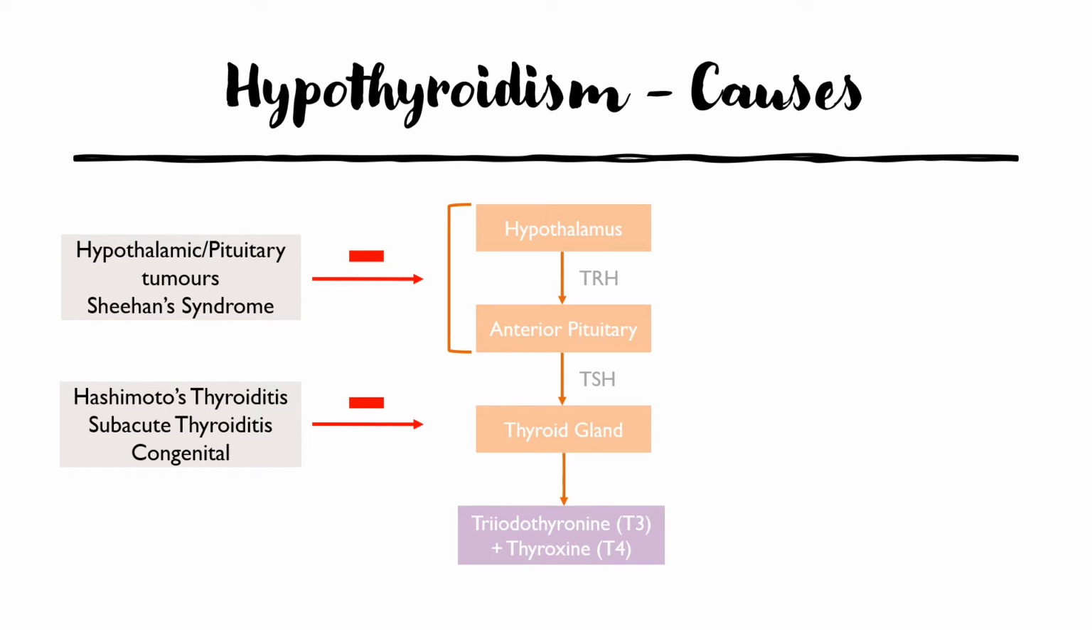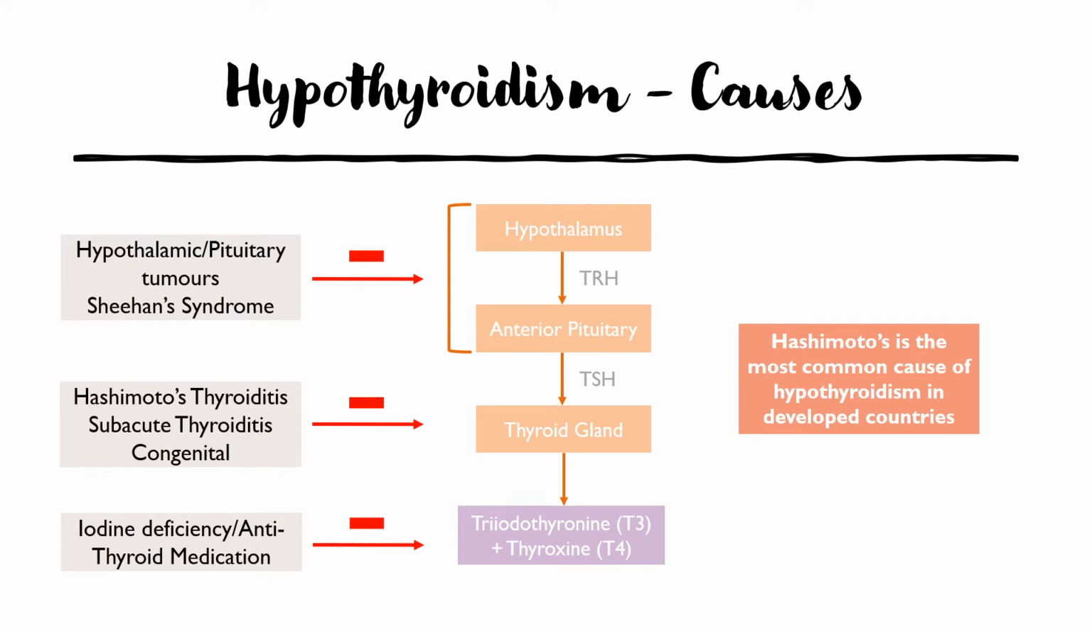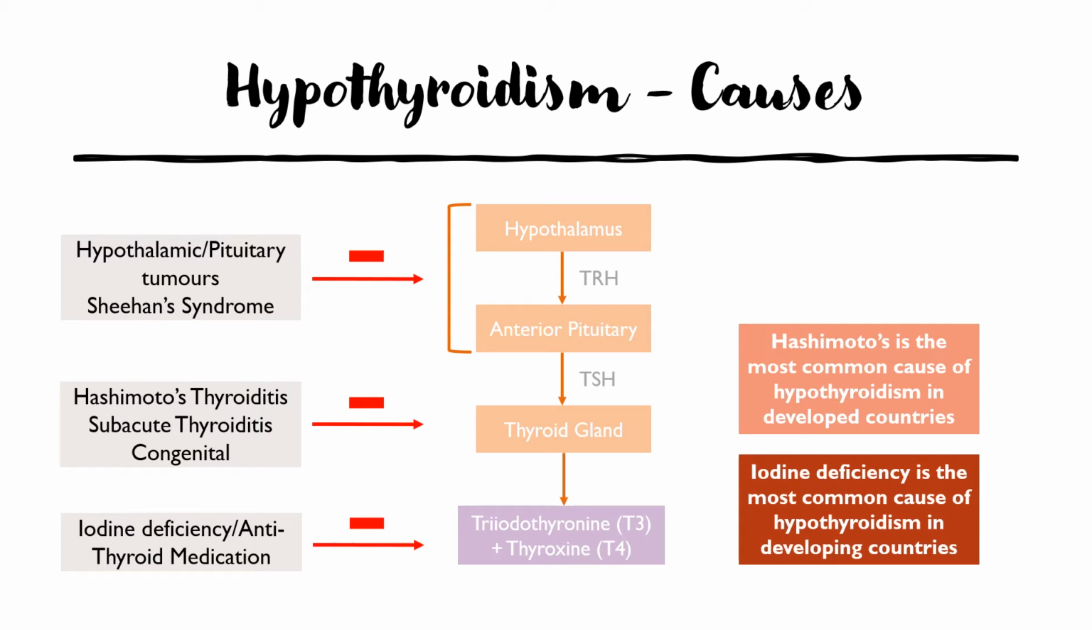Likewise, there could be problems directly with the thyroid itself, such as Hashimoto thyroiditis, subacute thyroiditis, which occurs after infections, and congenital thyroiditis. And finally, there could be problems such as iodine deficiency or antithyroid medication, which directly decrease the levels of T3 and T4. It's worth noting that the main cause of hypothyroidism in developed countries is Hashimoto thyroiditis, and the main cause in developing countries is iodine deficiency. And now we're going to discuss Hashimoto thyroiditis in a bit more detail.